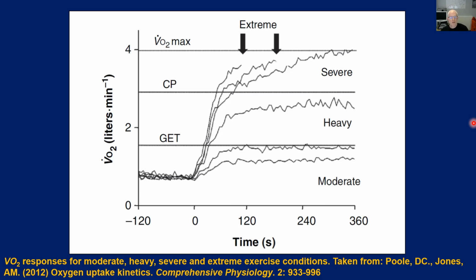And this is really important for us. Why? Because what it sets out for us is 3 exercise domains. And what this shows us is the VO2 kinetic response. So this is breath by breath data. And notice they've identified for us 3 zones. And we have 3 demarcations.